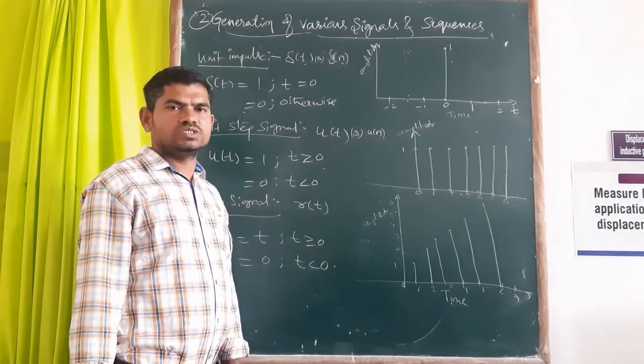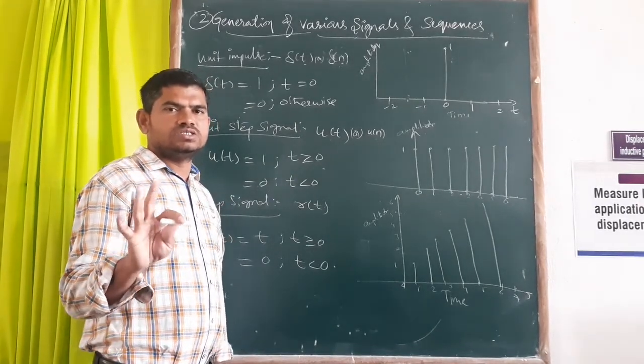Now I am going to the next signal. The last signal is g of t.